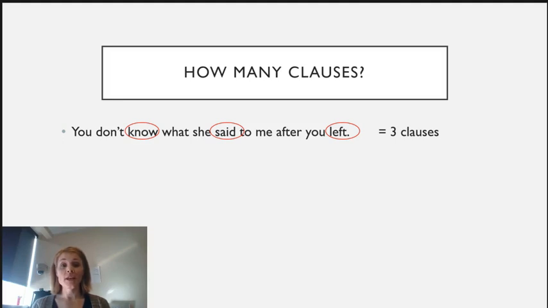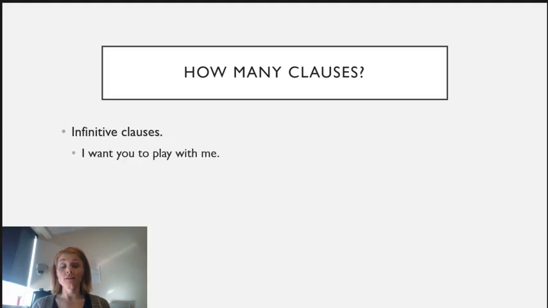Okay, so in the next quiz, you will be doing exactly this. You'll be identifying how many clauses are in a sentence. But before you start that, there's one more thing I want to go over that will help you with identifying clauses, and that is infinitive clauses. So an infinitive clause is a clause which contains an infinitive or non-finite verb, which just means a verb that doesn't have any tense.